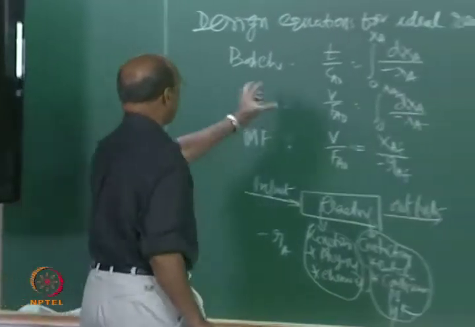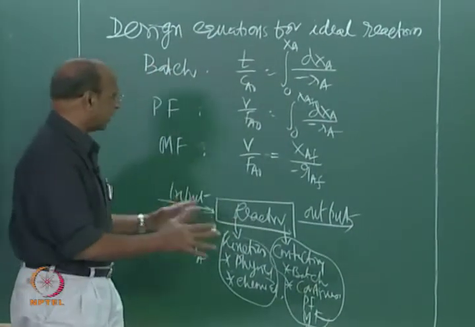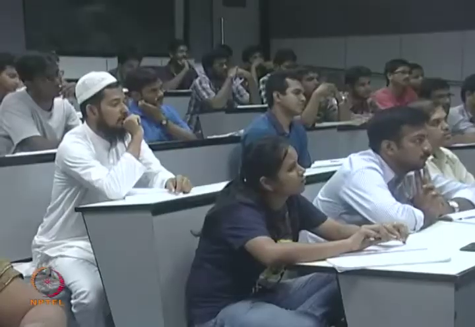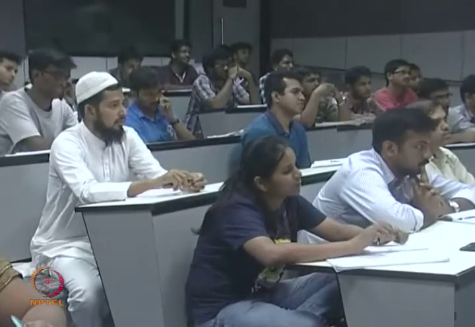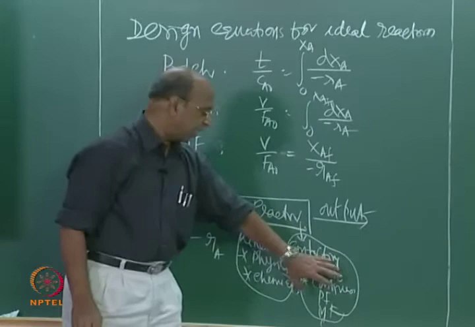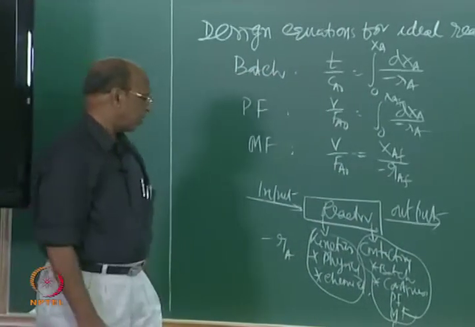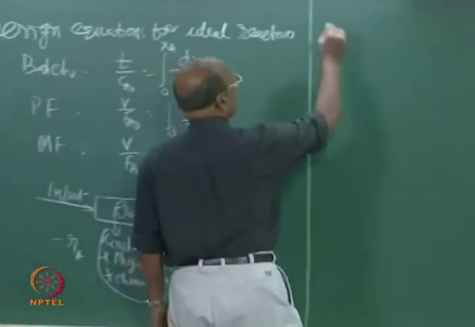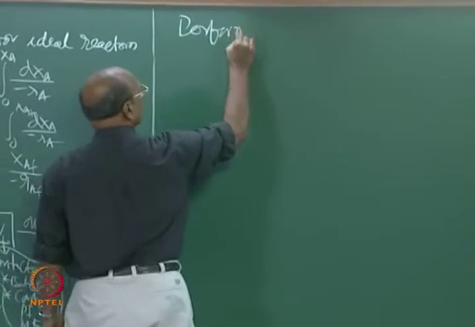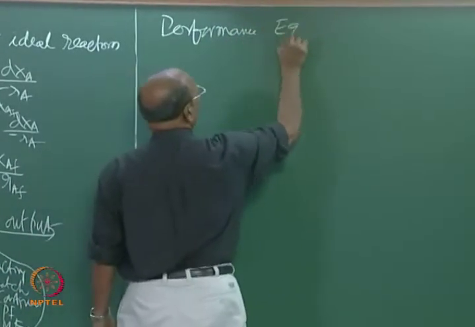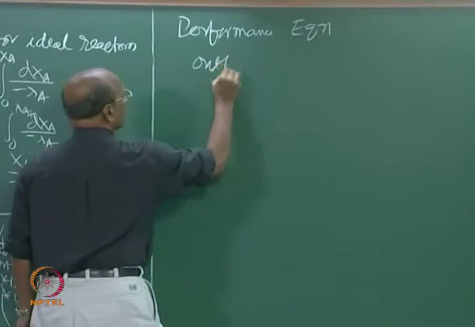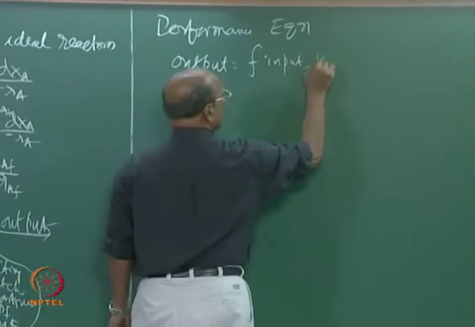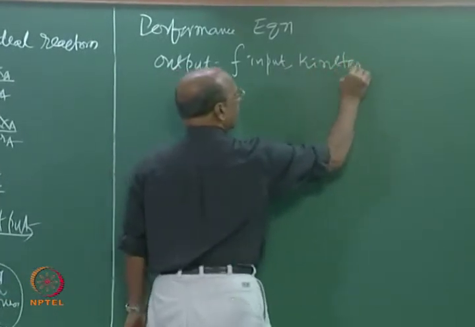Okay. So, now by deriving these equations, what are the quantities you have now with you? Very good. What kind of reactors we have discussed. How to choose, we have discussed. So, that means I have information on this. That is all. What is the performance equation? Output equal to a function of input, kinetics, contacting.